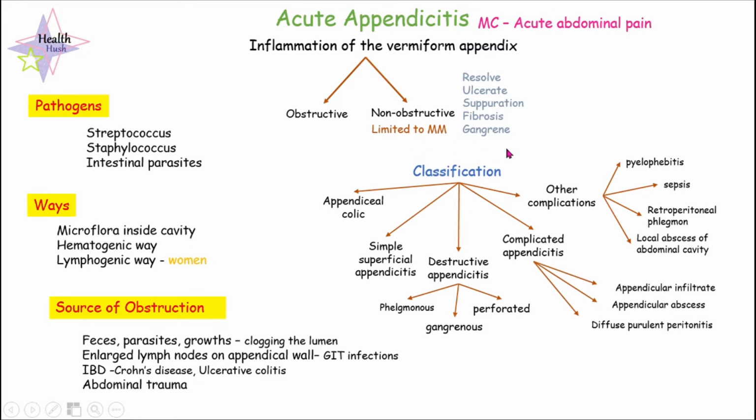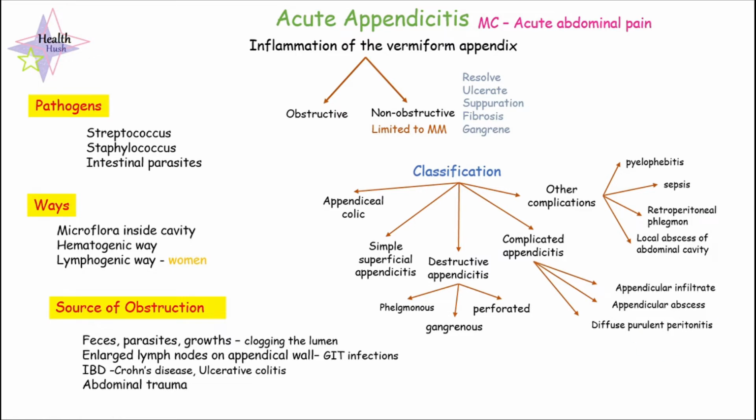Another classification of acute appendicitis includes appendiceal colic, simple superficial appendicitis, and destructive appendicitis, which can be of three types: phlegmonous, gangrenous, and perforated. And also we have complicated appendicitis. Complicated appendicitis basically means appendicitis along with its complications, which includes appendicular infiltrate, appendicular abscess, and diffuse purulent peritonitis.